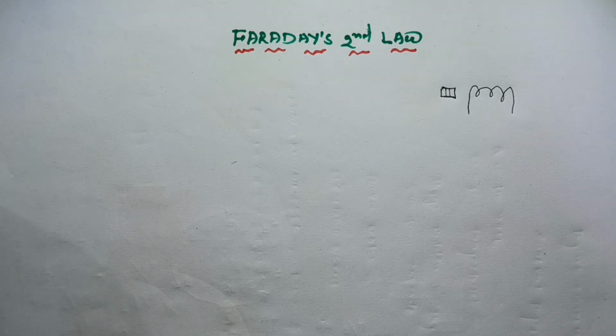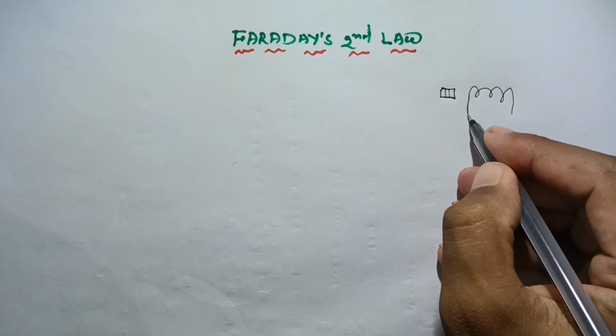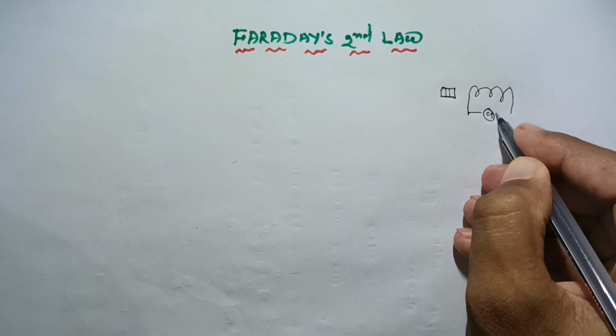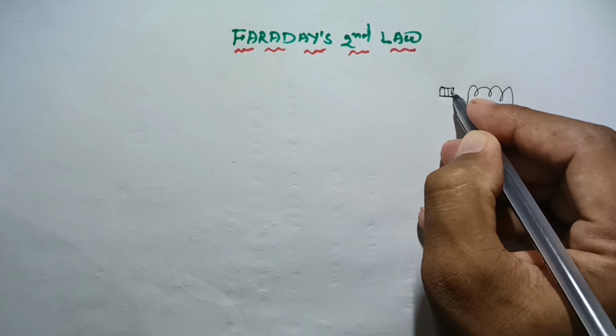I am repeating again. Faraday's first law states that if there is any change in magnetic flux, then an EMF will be induced, right? In the second law, we have to calculate the magnitude of the EMF, right? There is a galvanometer, north-south pole.